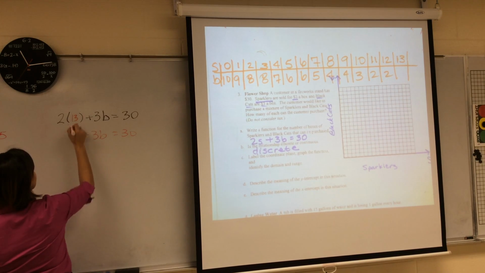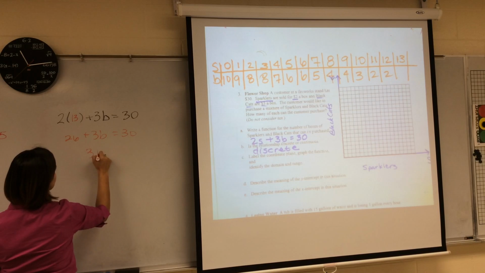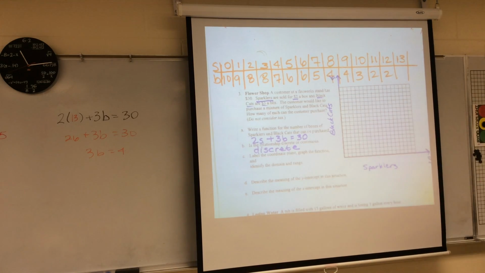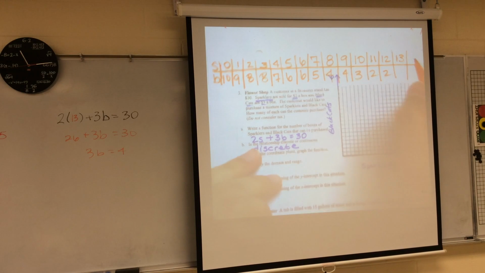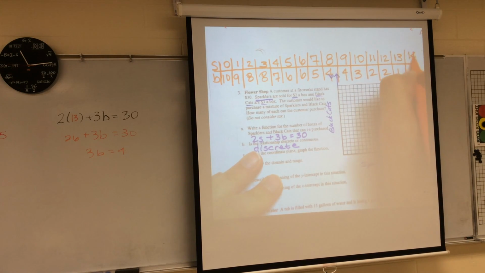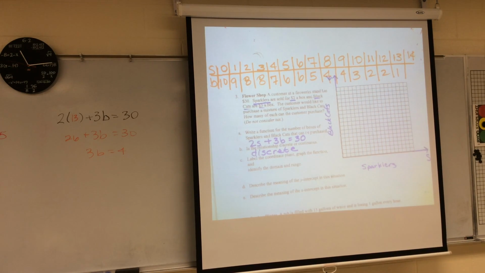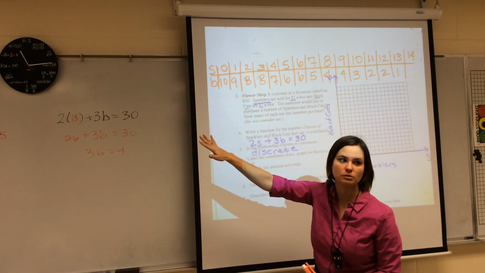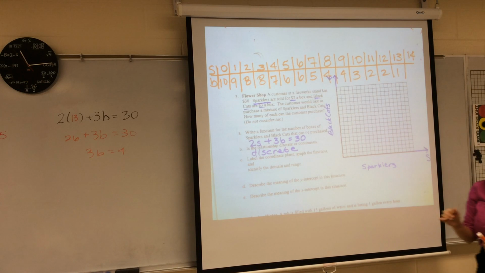So 13, that's 26. So that's 3B is equal to 4. So it's just 1 box of Black Cats. So, can I buy 14 boxes of sparklers? Well, what's 14 times 2? 28. And would I have any money left over to buy any Black Cats? No, so it would be 0.